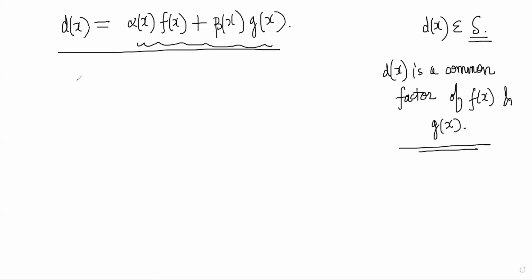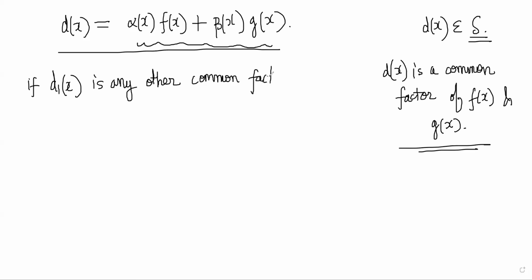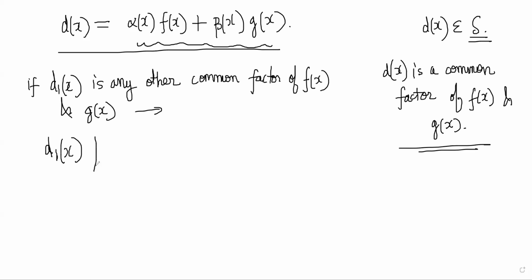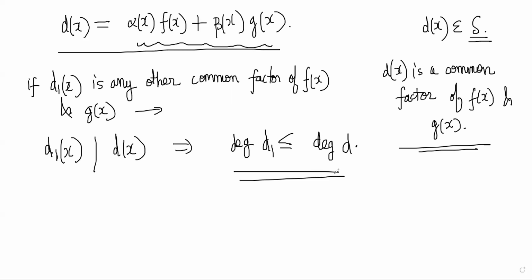So we have these results. So if d1 of x is any other common factor of f of x and g of x, we will be able to show that d1 of x will divide d of x, and therefore the degree of d1 should be less than or equal to the degree of d, right? We should be able to say that d1 of x is any other common factor of this. So d1 of x clearly divides d of x, right? So the degree of d1 should be less than or equal to the degree of d.